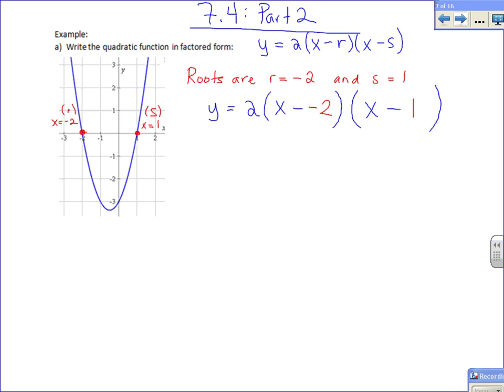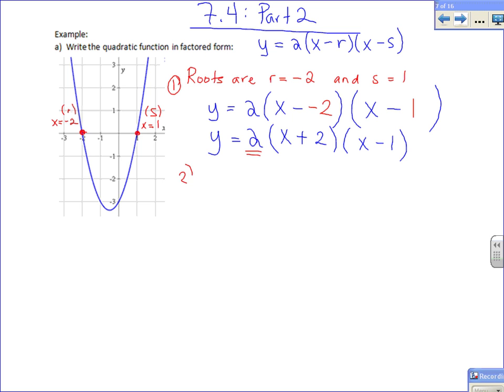I want to clean these two brackets up a little bit, so I'm going to rewrite this as y is equal to a. I can see that subtracting a negative will give me a positive value. So minus -2 is the same as +2, x plus 2. And x minus 1 can't be simplified anymore. So there we go, I've won half the battle. The only thing I have to solve here is the value of a. So there's my first step: I've used my roots, and I've substituted them into the factored form.